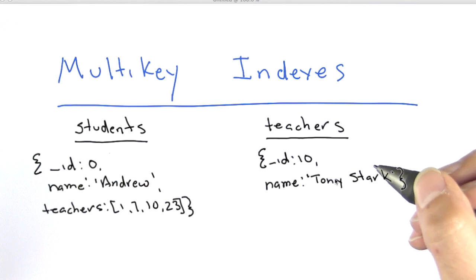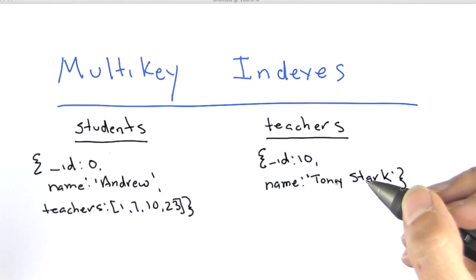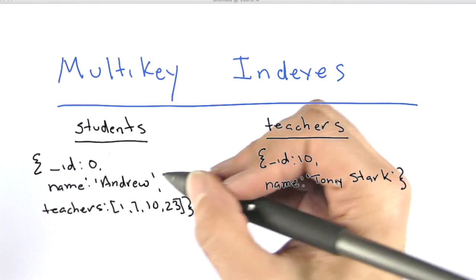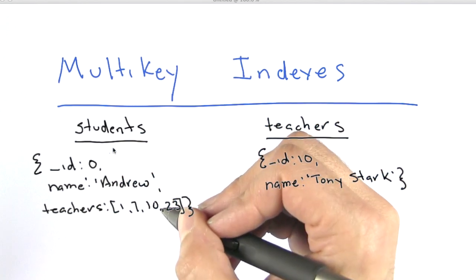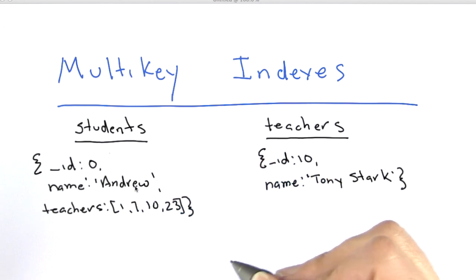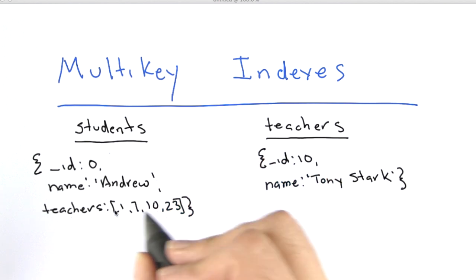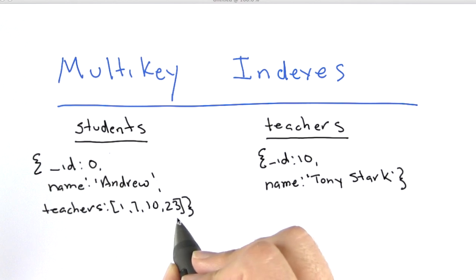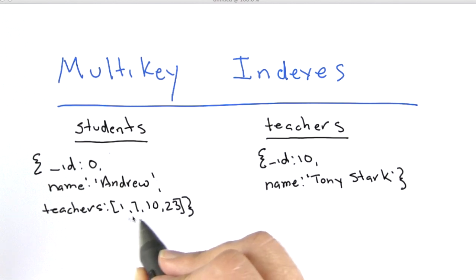Now let's say you had a schema that included students and teachers, and this is a schema that we've seen before. These are two example documents from these collections. The students collection might have a separate document for each student with a unique _id, a name for each student, and a key for the teachers where the value is a list of the _id values for all the teachers that the student has.